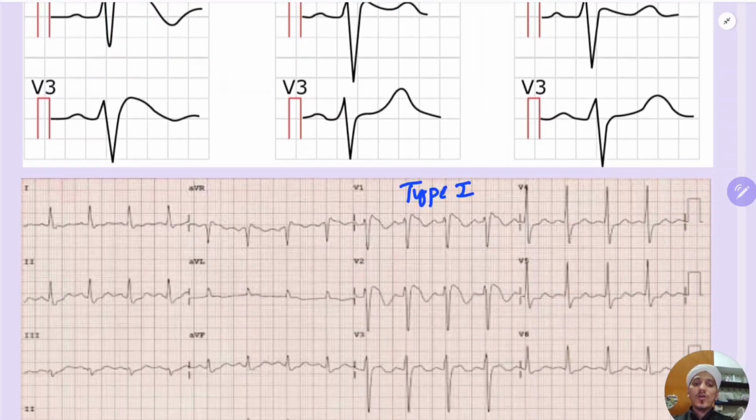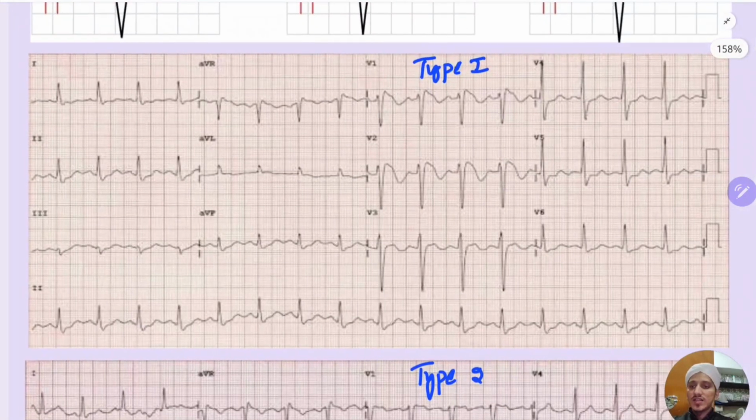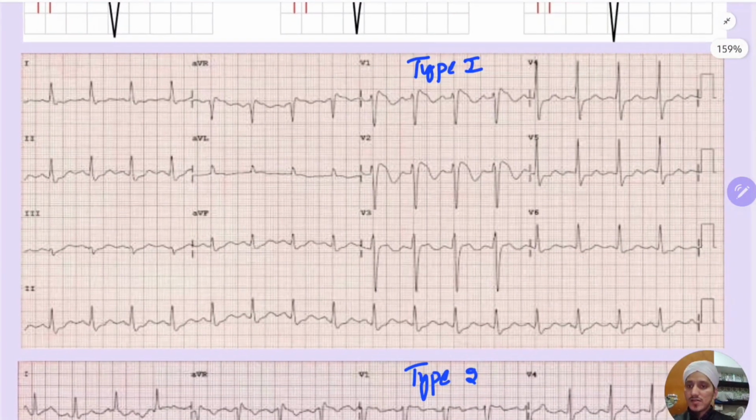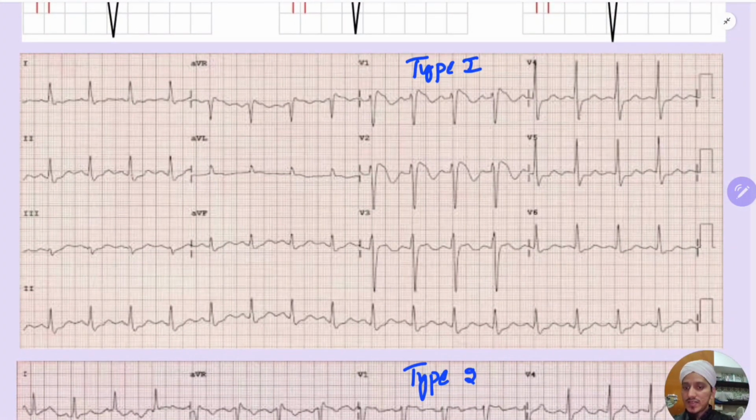We will see in ECGs now. Before going to the V1, V2 leads, see here the ST segment depression you can see, but this is in lead 2. The J point is depressed, but the ST segment is upsloping, so it is benign actually. It is benign because the ST segment is upsloping.